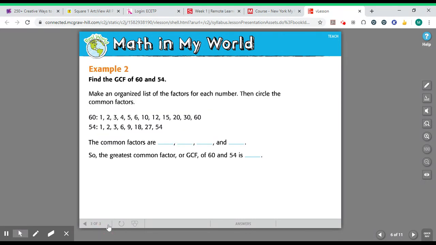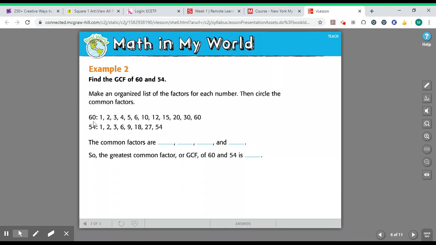Now let's look at example number 2, because I like doing it this way better. You may find it easier to do it this way, but if you find it easier to do the other way, you could do that as well. They wanted you to find the greatest common factor of 60 and 54, making an organized list of the factors for each number, and then you circle the common factors.